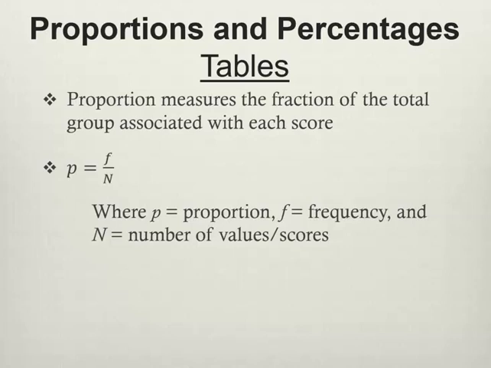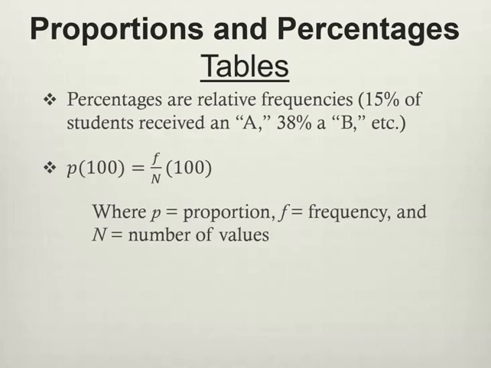Proportions are very valuable when we're doing math, right? We're going to work with proportions a lot in this class. But when we actually describe data, we don't tend to do it in terms of proportions. Typically, we most often talk about data in terms of percentages. And so percentages are simply relative frequencies, right? 15% of students received an A, 38% of students received a B, and so on and so forth. So in order to calculate a percent, you can compute the frequency divided by the number of scores, just like we did, and then multiply that by 100. So in other words, you can take the proportion that you've computed, multiply that by 100, and it will give you the percentage of people that had that particular score, right?